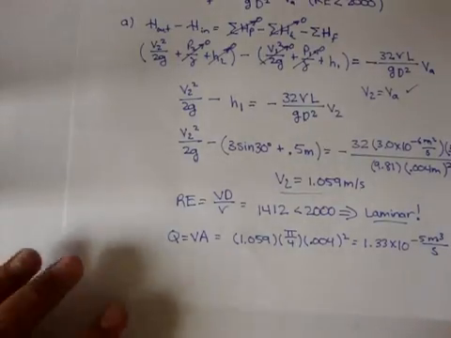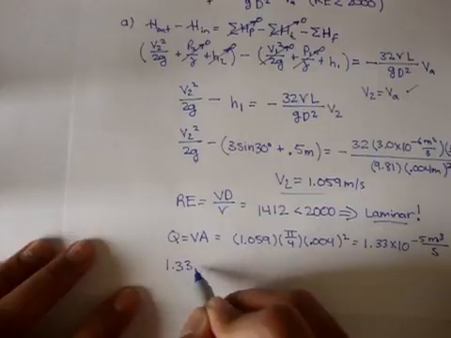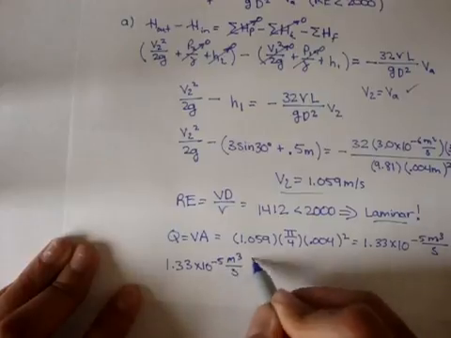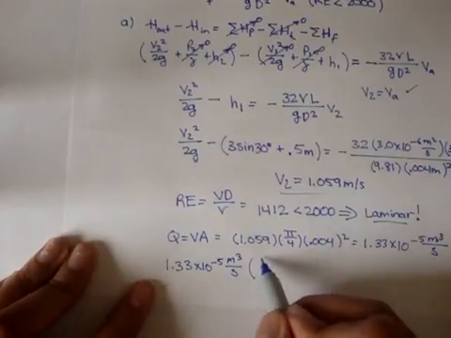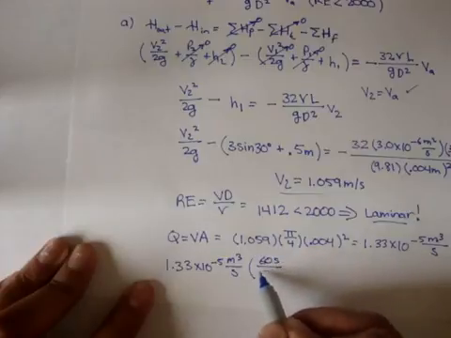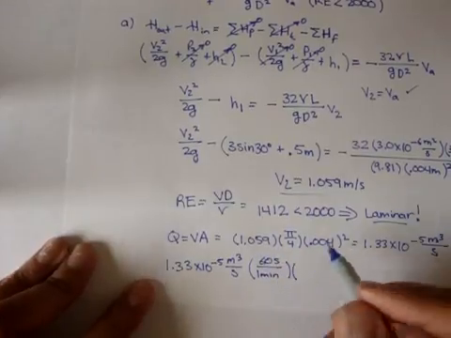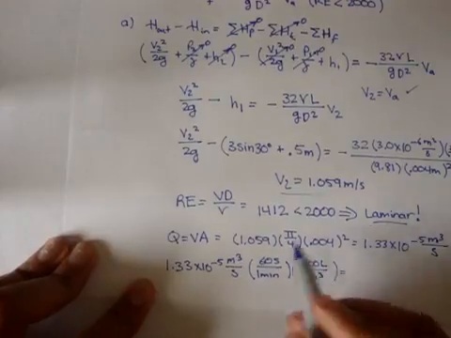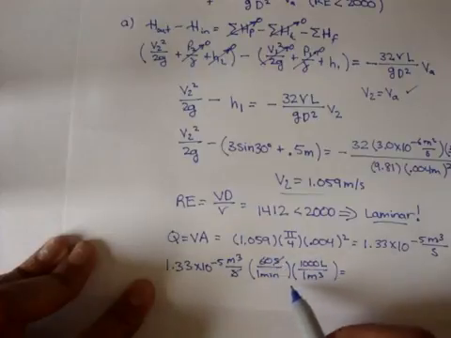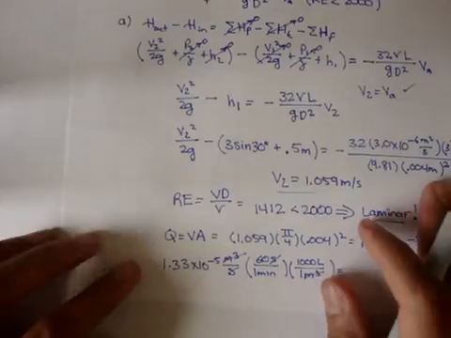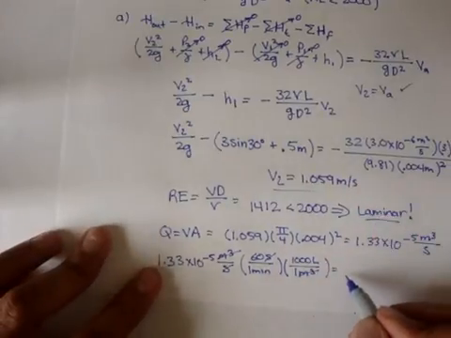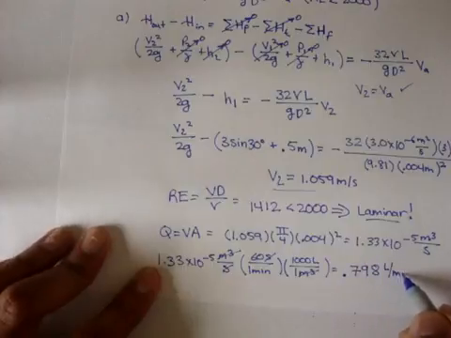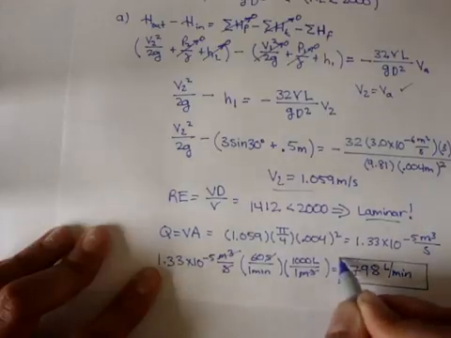They want it in liters per minute. So we can just rewrite it here, times 10 to the negative 5th meters cubed per second. And remember, in 60 seconds there's 1 minute, and in 1,000 liters there's 1 meter cubed. And if we solve all that out, we get that the flow rate is about 0.798 liters per minute. Okay? And we'll do part B in the next video.